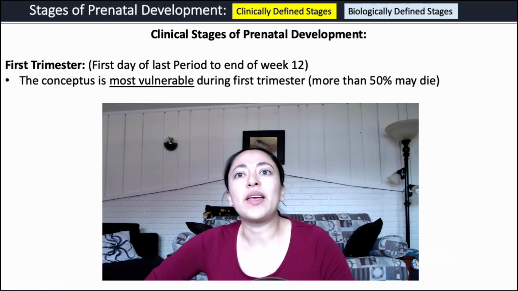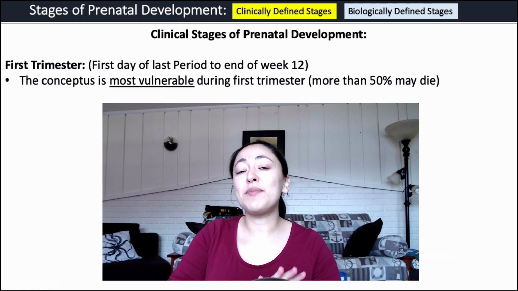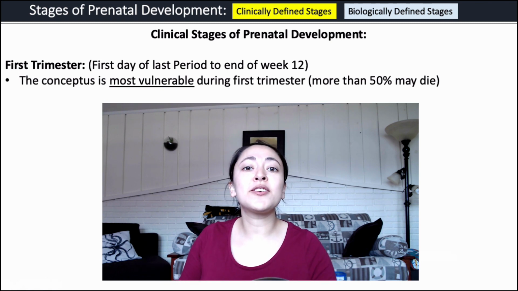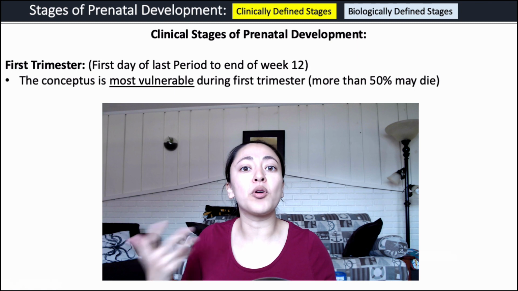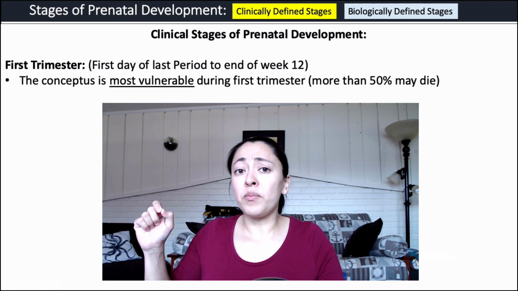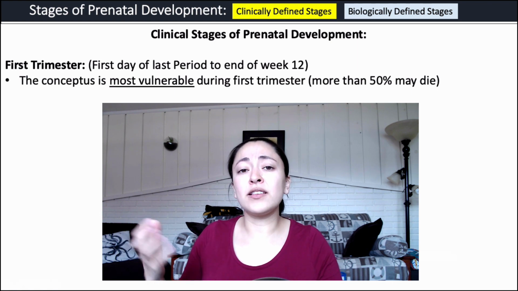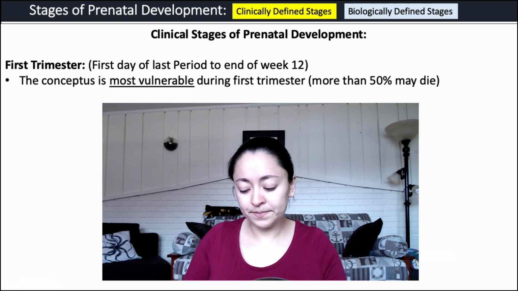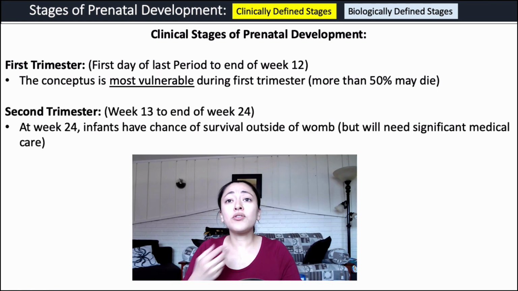All right, where were we? Another reason that the conceptus is very vulnerable during this first trimester is this is usually where genetic abnormalities are detected. So if there's a genetic abnormality that would prevent the fetus from surviving, this is usually when a miscarriage will occur. During the second trimester, this lasts from the beginning of week 13 to the end of week 24.